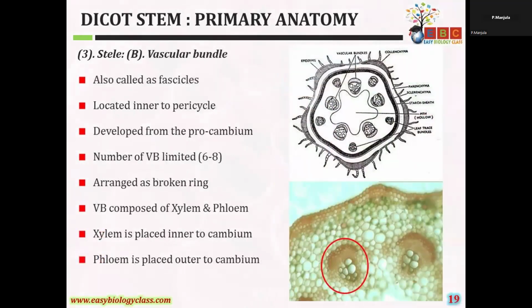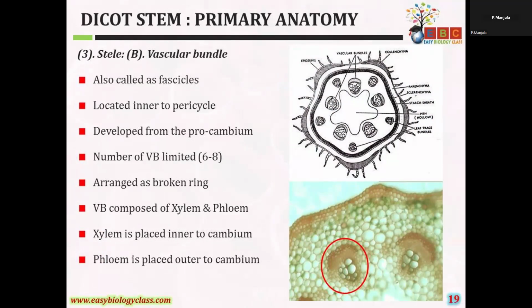Next one is the vascular bundle. Another name for the vascular bundle is the fascicle, which is located inner to the pericycle and is developed from the procambium. The number of vascular bundles is limited.